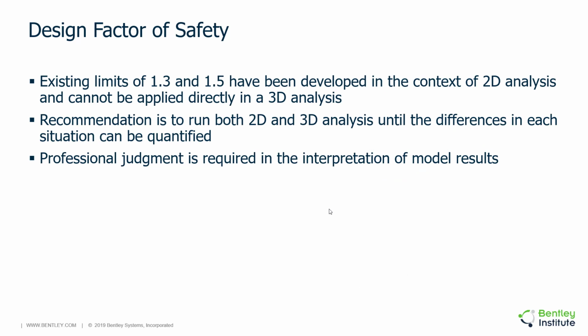We have to understand that existing limits of 1.3 and 1.5 have been developed in the context of a 2D analysis. And it's not right to necessarily just apply them directly to a 3D analysis. We recommend running both 2D and 3D and understanding really historically what you've been doing up till now for a certain class of problems. For example, if you reanalyze existing 2D problems in 3D and you find that really you've been realistically working with a factor of safety of 1.45 when you thought you were designing for 1.3, then that aids in your professional assessment of what factor of safety, now that you have a more accurate calculation, should be used in the analysis going forward.